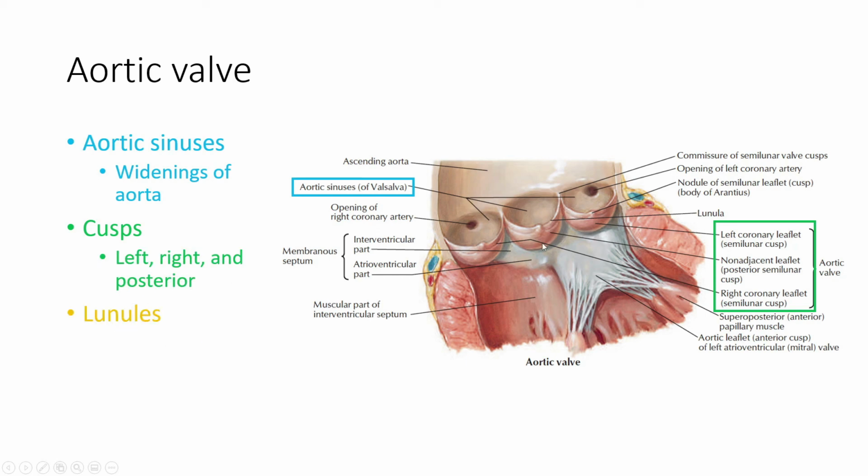We have lunules of the valve, which are these little pouches. And they look a lot more like pouches in this picture because, again, this is a fanning out of the valve. So you can imagine the 3D structure of the valve leaflets itself. And then lastly, we have nodules, which are these little nubs on the external surface of the valve.